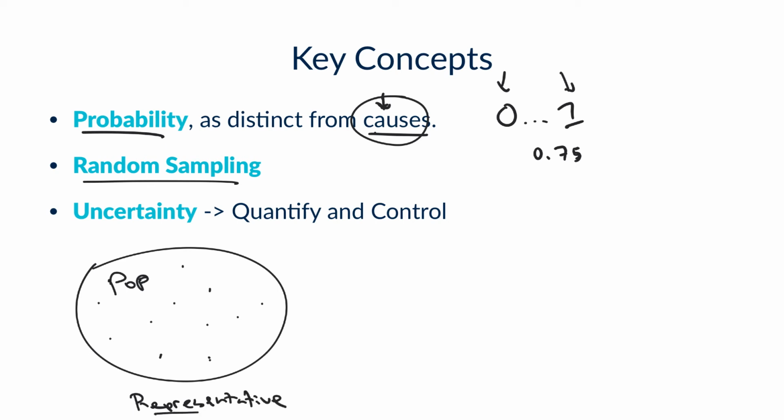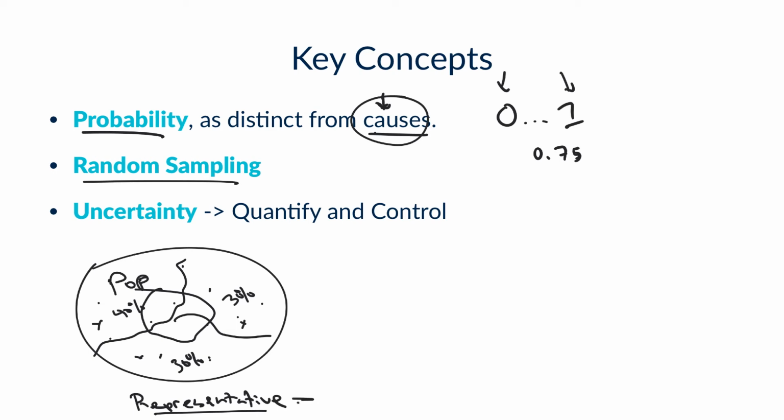A random representative sample means that if we know of some variations in the population, let's say this group here is 30%, and this group here is 30% of the population, and this is 40%, we'd like our sample to have a similar characteristic. Which members of each group are included in that sample should be random, but we want the sample to be representative as well. That's a related concept to random sampling, and random sampling is key to ensure the validity of our statistical work.